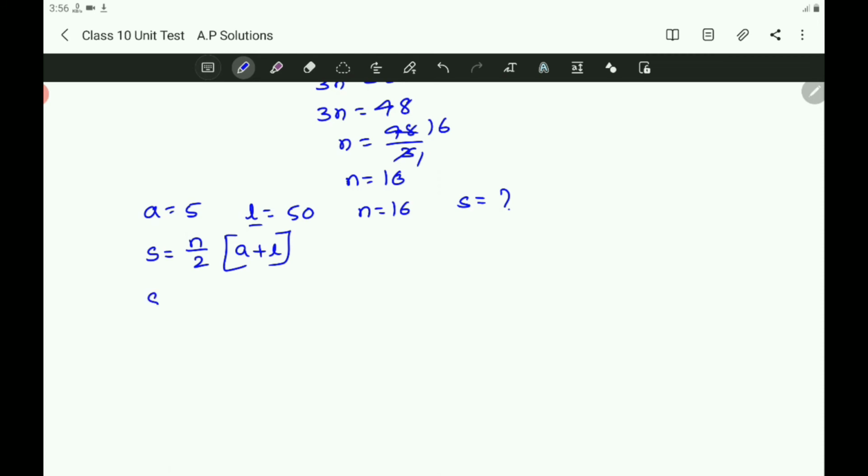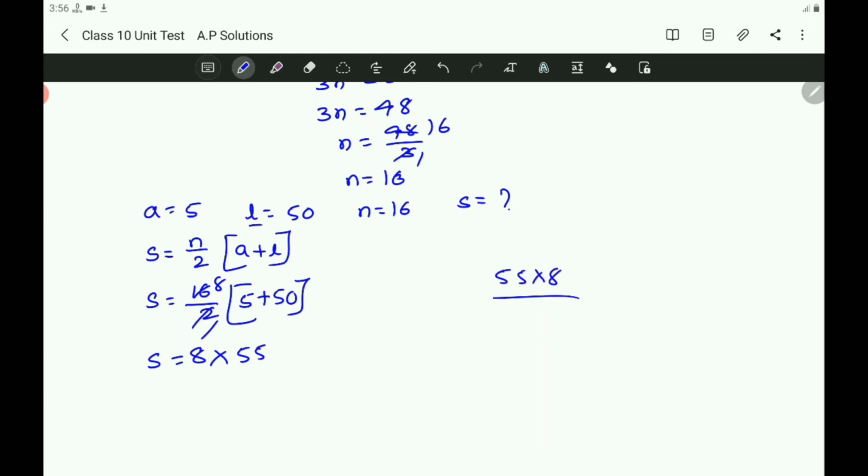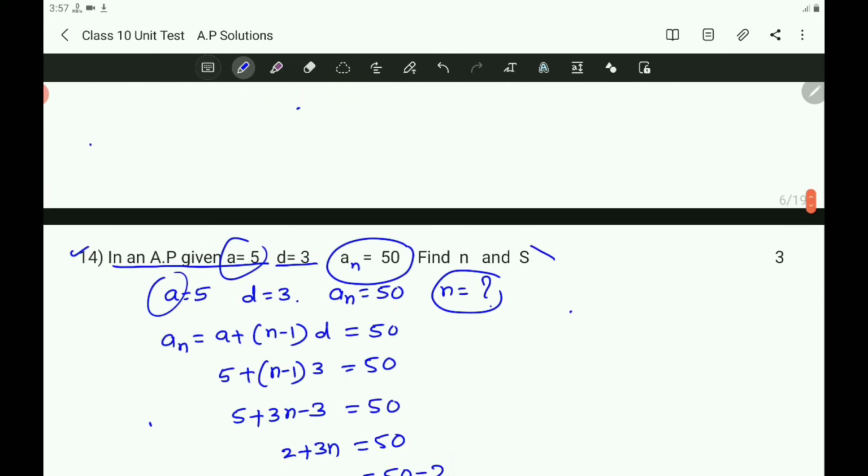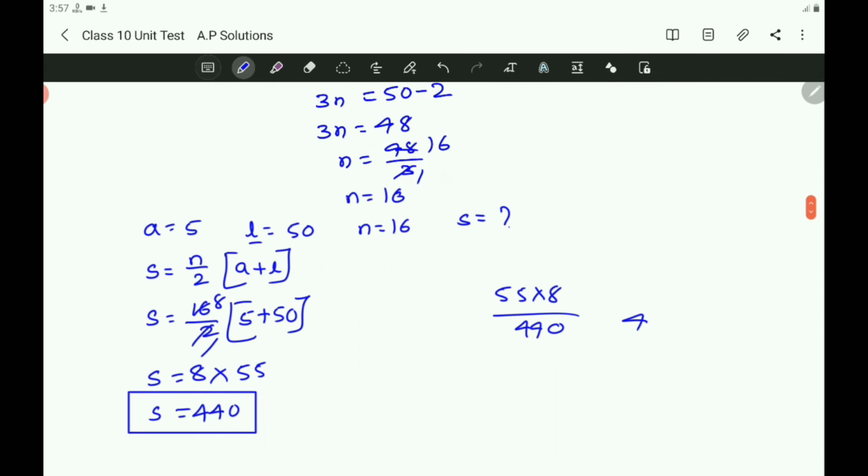That is S equals N is 16, 16 by 2, A is 5, L is 50, so it is 5 plus 50. Then S equals 2 8s are 16, 8 you write, into 5 plus 50 is 55. Find the product of 55 and 8. 8 5s are 40, 8 5s are 40 plus 4, 44. So you got that S equals 440. Find n, you got 16, S you got 440.